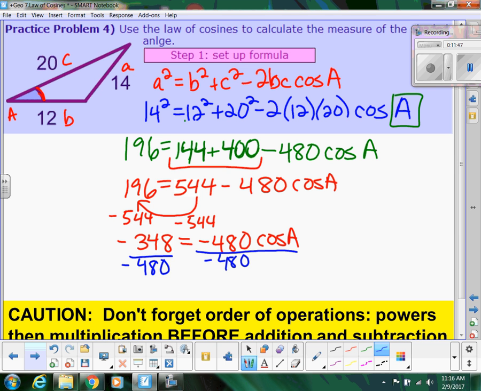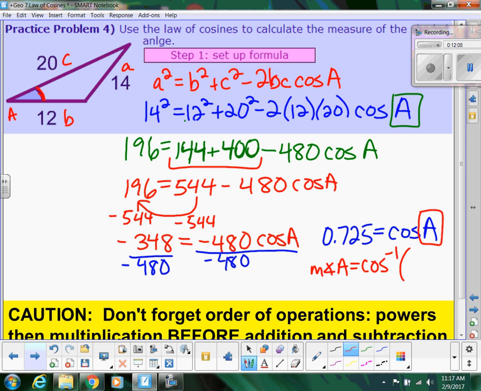Okay, so I'm getting cosine of A is equal to 0.725, and that's actually the exact decimal. It's not rounded. And now I can do the inverse cosine. Remember, if I'm trying to find the angle, you use the inverse of that fraction or that decimal.